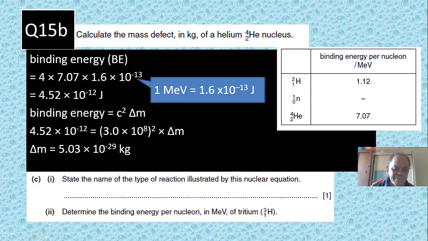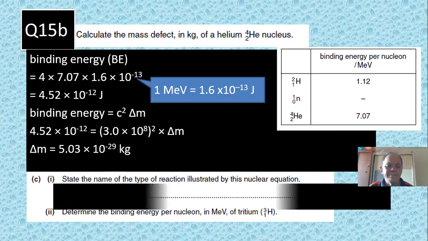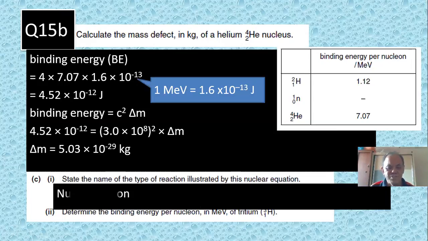They are very kind. State the name of the type of reaction illustrated by this equation. Fusion. That's simple. Easy mark to get. Nuclear fusion. Okay, so it is basically taking you through how to use the formula E equals mc squared. Now they want you to go into the reaction. Determine the binding energy per nucleon of tritium.